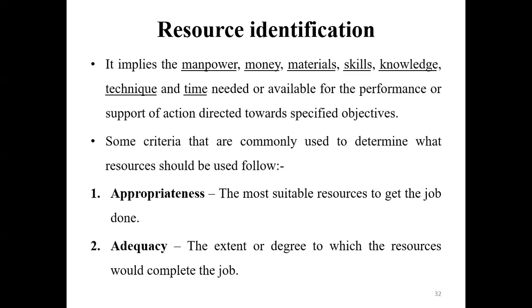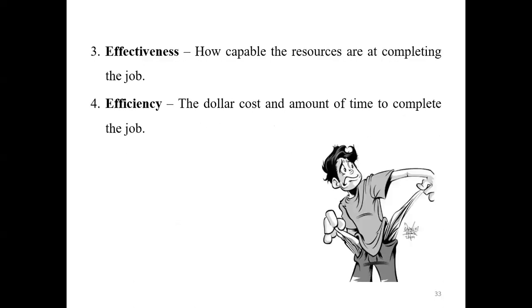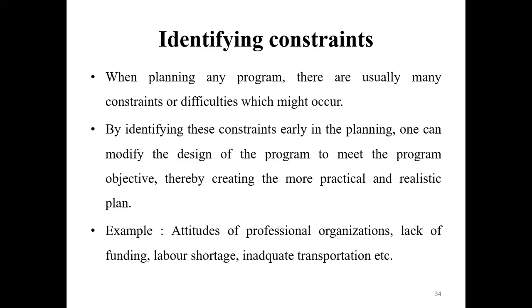Resource identification implies the manpower, money, materials, skills, knowledge, technique, and time needed or available for the performance or support of the action. The criteria used to determine the resources are appropriateness, adequacy, effectiveness, and efficiency. So these are the four criteria on which we identify the resources.